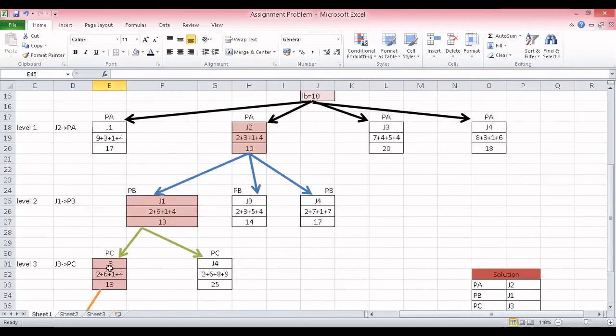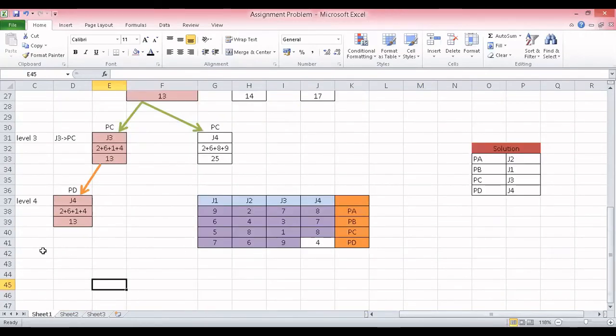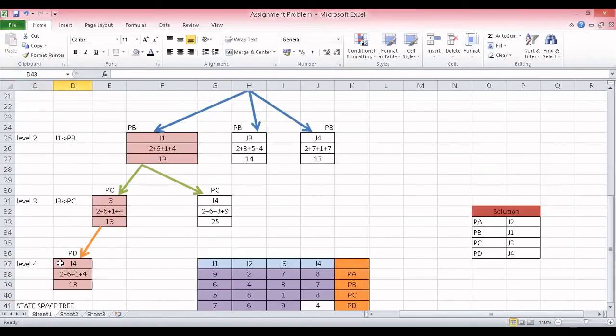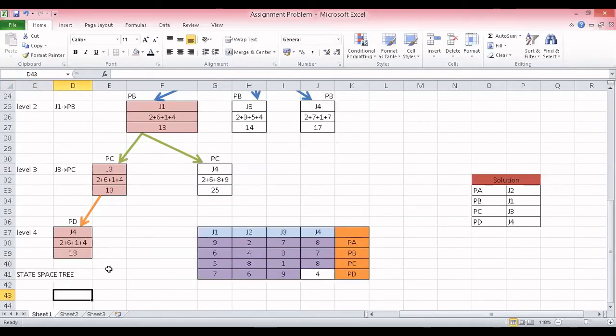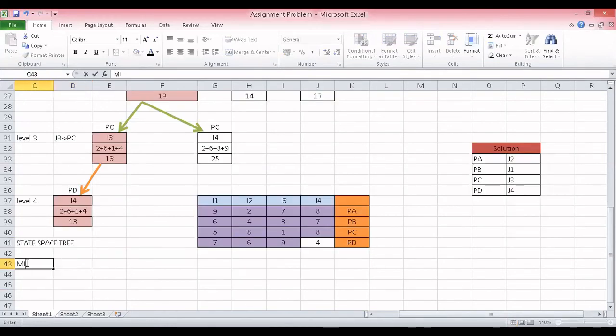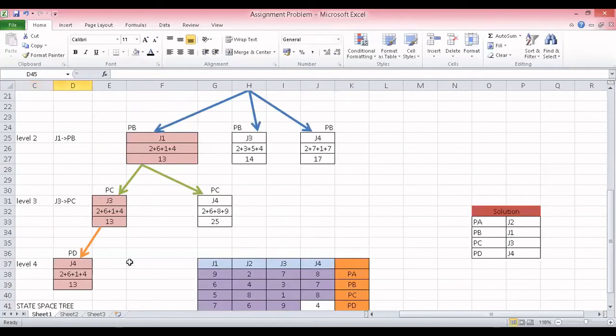Now, this is called the state space tree. They will always tell you to derive the state space tree for these branch and bound and backtracking problems. From the state space tree, what is the solution we have got? The minimum cost is equal to 13.